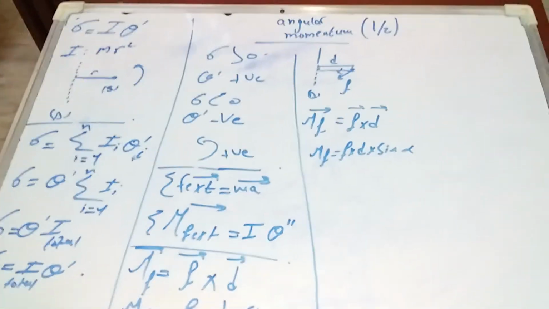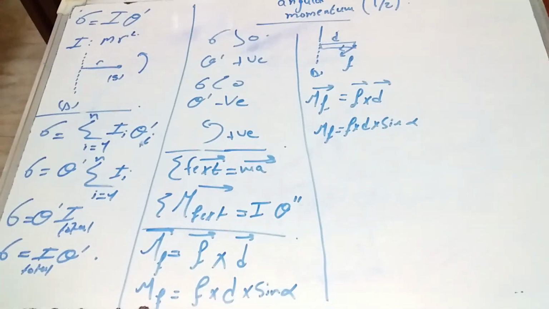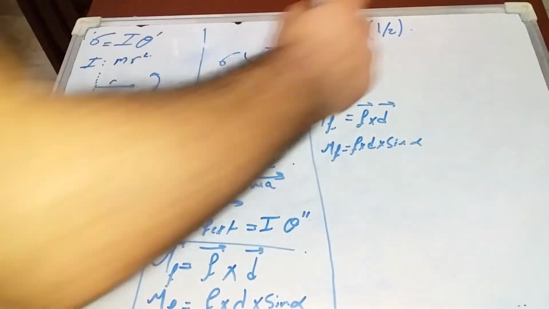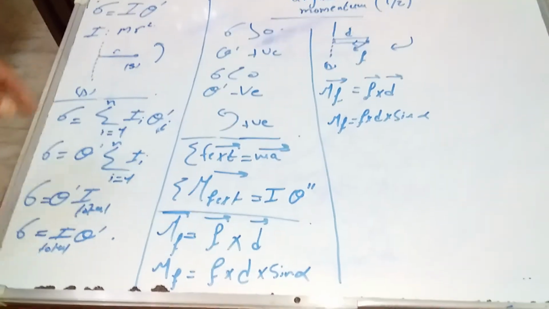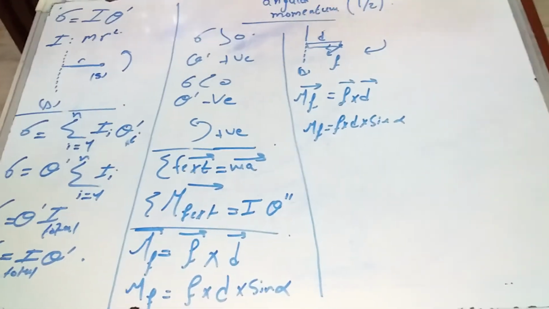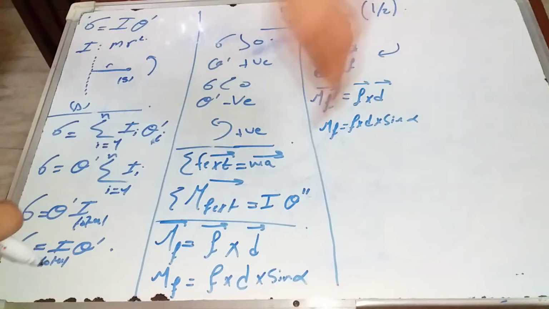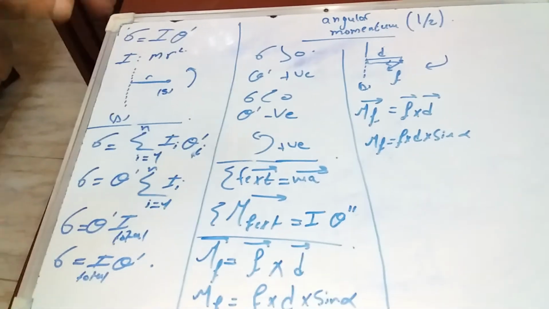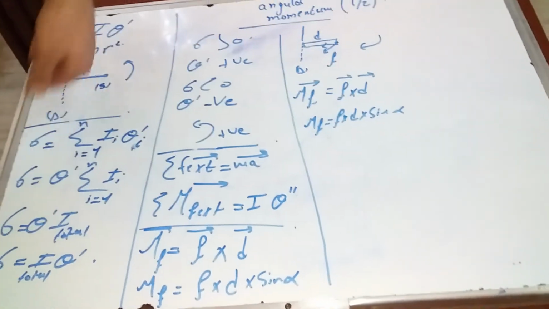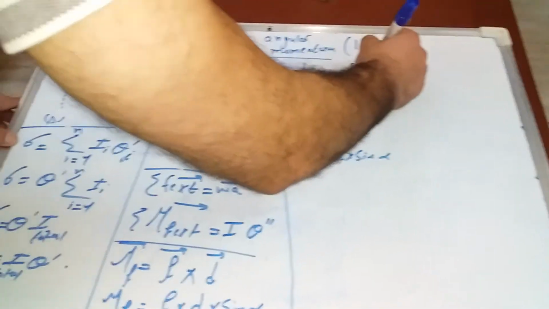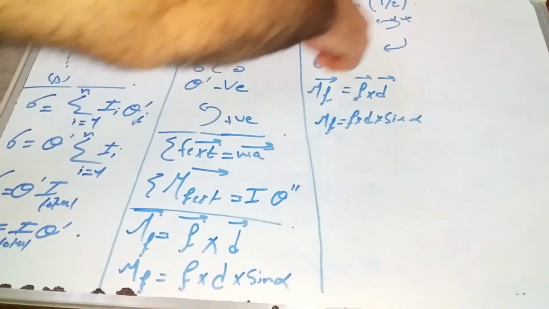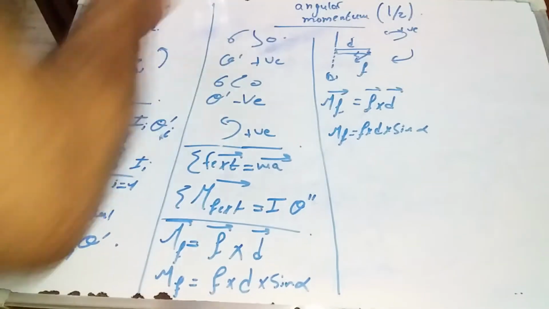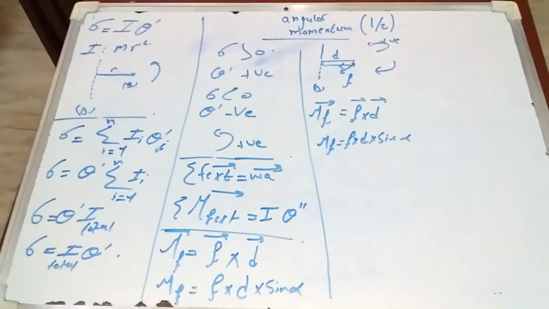we can see that the moment of the force F tends to rotate the rod in this chosen direction. Then this rod is moving in the negative chosen direction. Then the moment of the force F will be negative because it is tending to rotate the rod in the negative chosen direction. Because this is the positive chosen direction, this force F is tending to rotate the rod in the negative direction. So its moment will be negative.